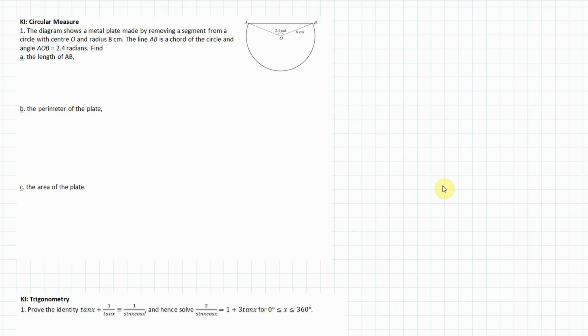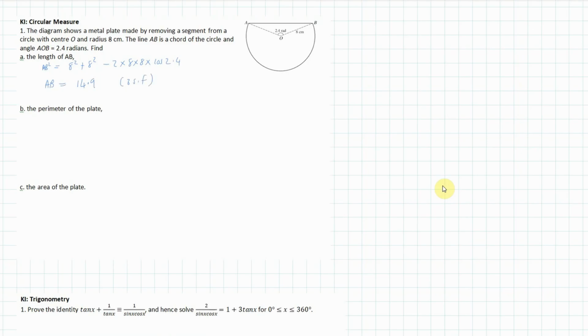Well, I guess we could use the cosine rule here. So AB squared equals 8 squared plus 8 squared minus 2 times 8 times 8 times cosine 2.4. Make sure you've set your calculator to radians, and therefore when I square root that whole right hand side, I get 14.9 to 3 SF.